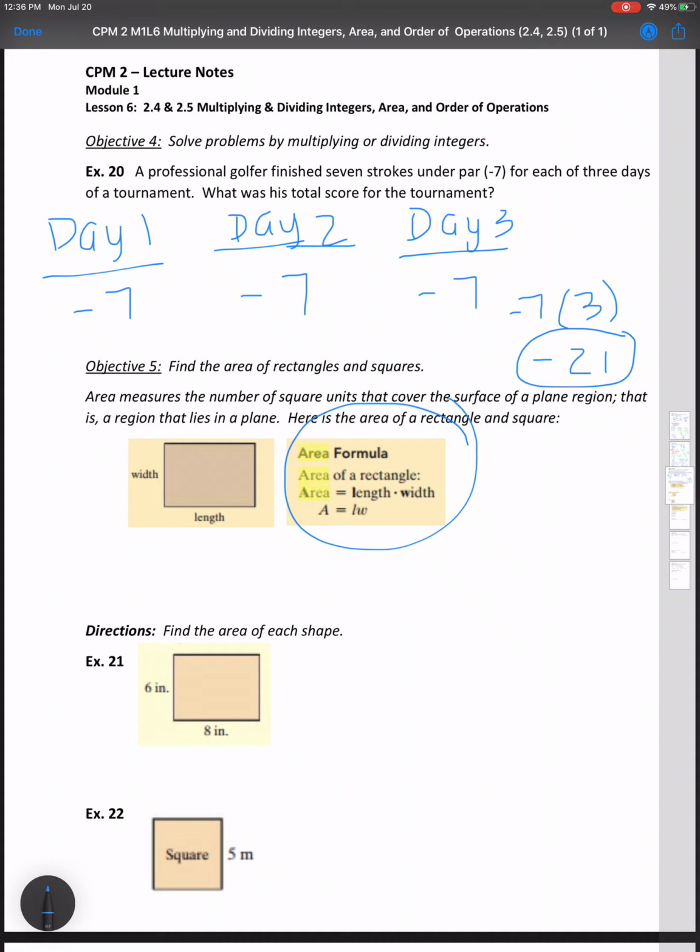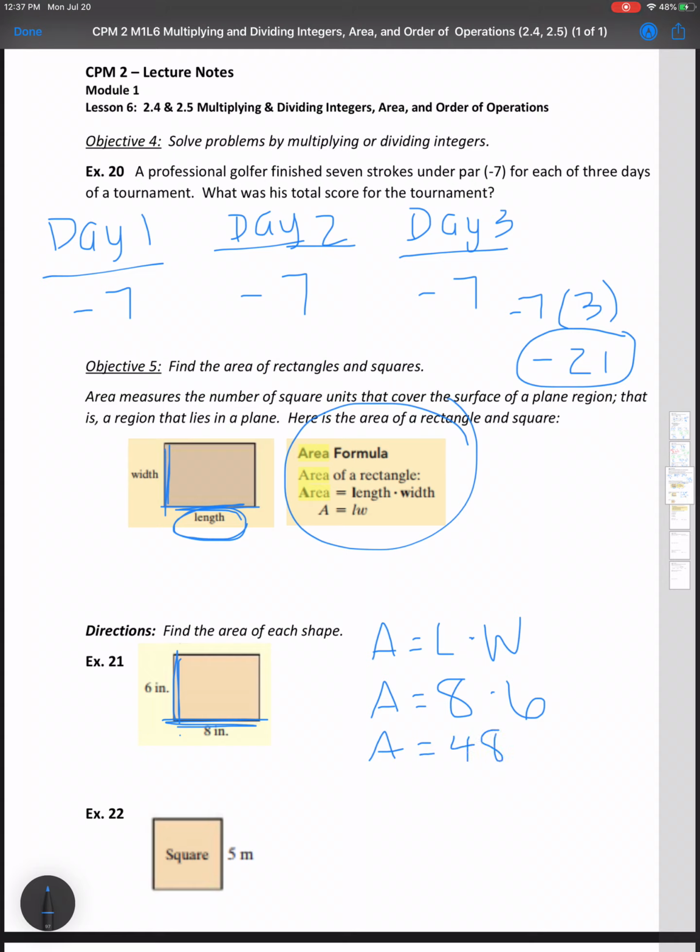So if they want us to find the area of example 21, just remember, area is your length times your width. And honestly, it doesn't matter which one is length, which one is width. If you happen to get them confused, it's okay, because when we multiply, order doesn't matter anyway. However, you'll notice length is usually your longer side, okay? Your width is usually your shorter side. So here, my length is 8 times my width is 6. And what is 8 times 6?